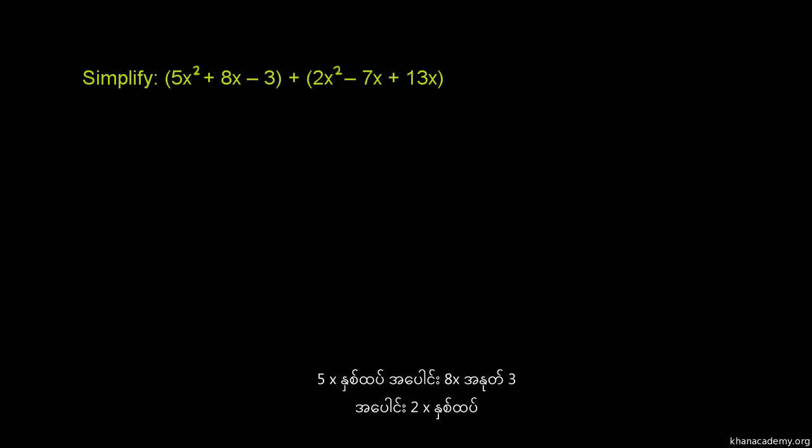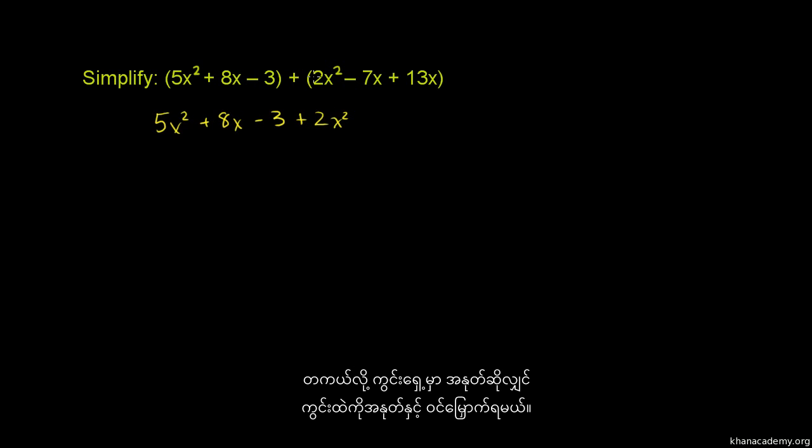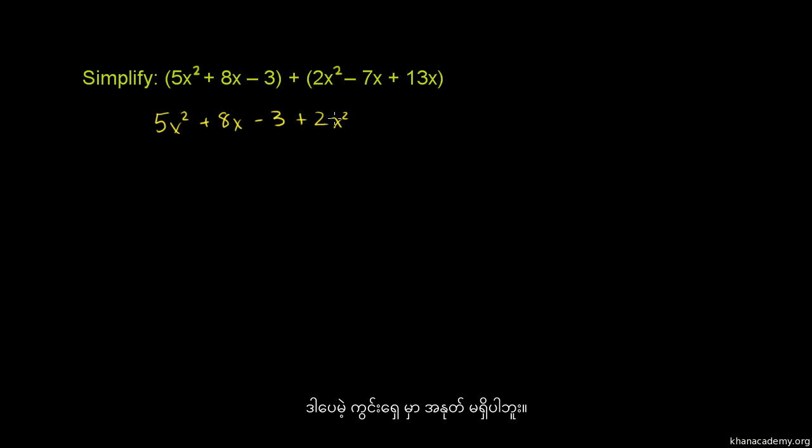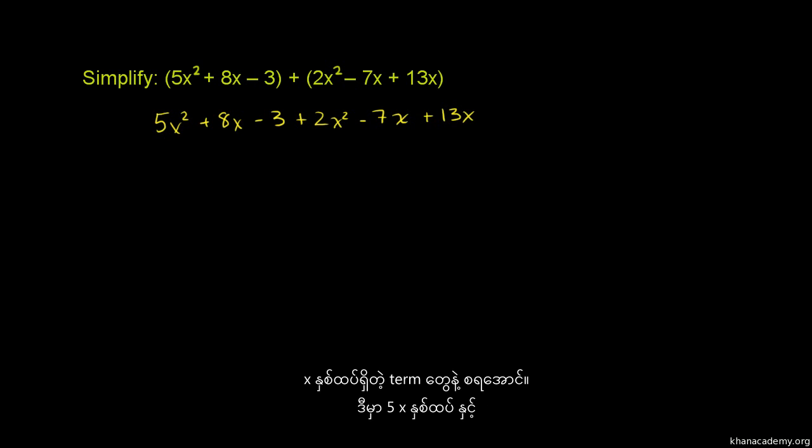So we have 5x squared plus 8x minus 3 plus 2x squared. If this was a minus, then we'd have to distribute the negative sign, but it's not. So plus 2x squared minus 7x plus 13x. Now let's just look at the different terms that have different degrees of x. Let's start with the x squared terms.